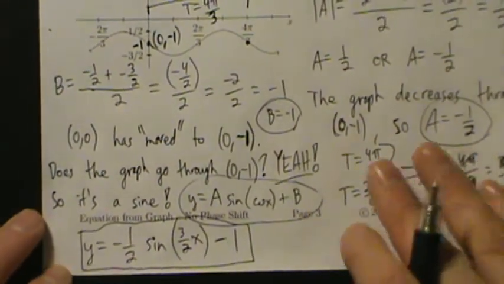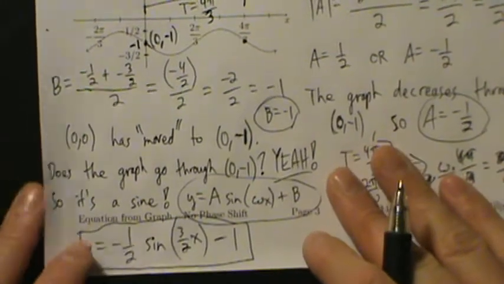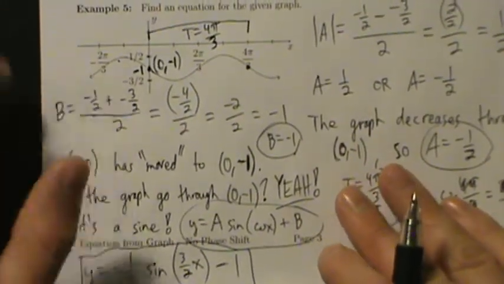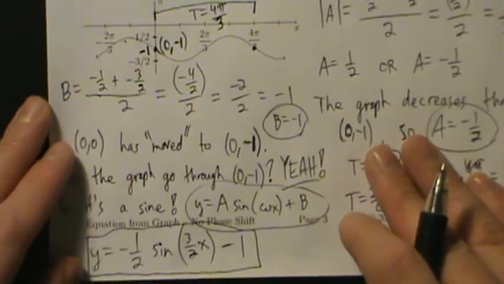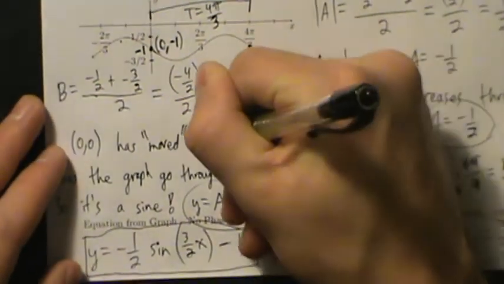So that's it for example 5. It's a little more complicated just because we have that vertical shift. The vertical shift really does complicate things a little bit. So that's it for example 5, determining the equation of a trig function given the graph.